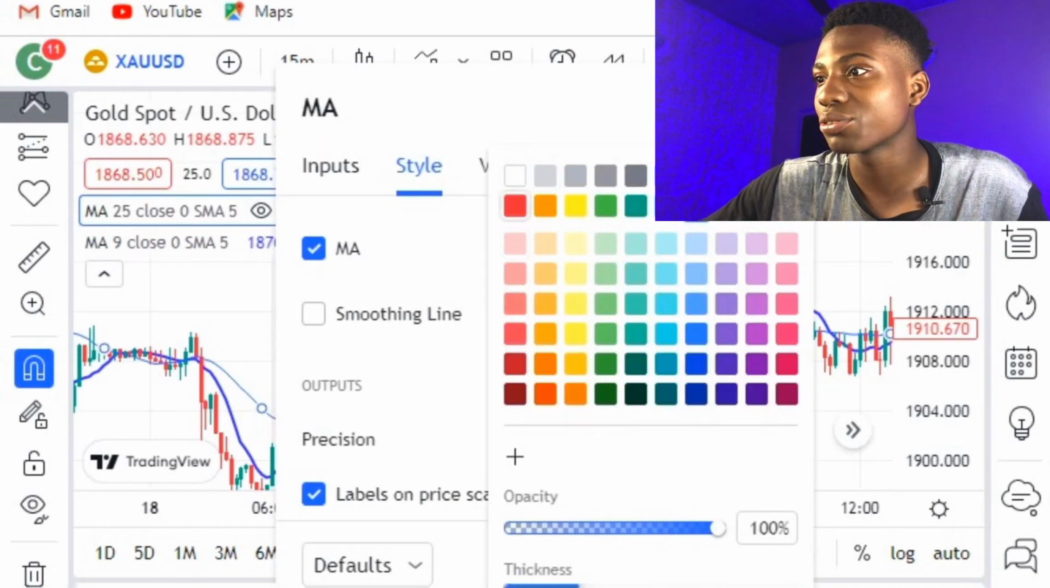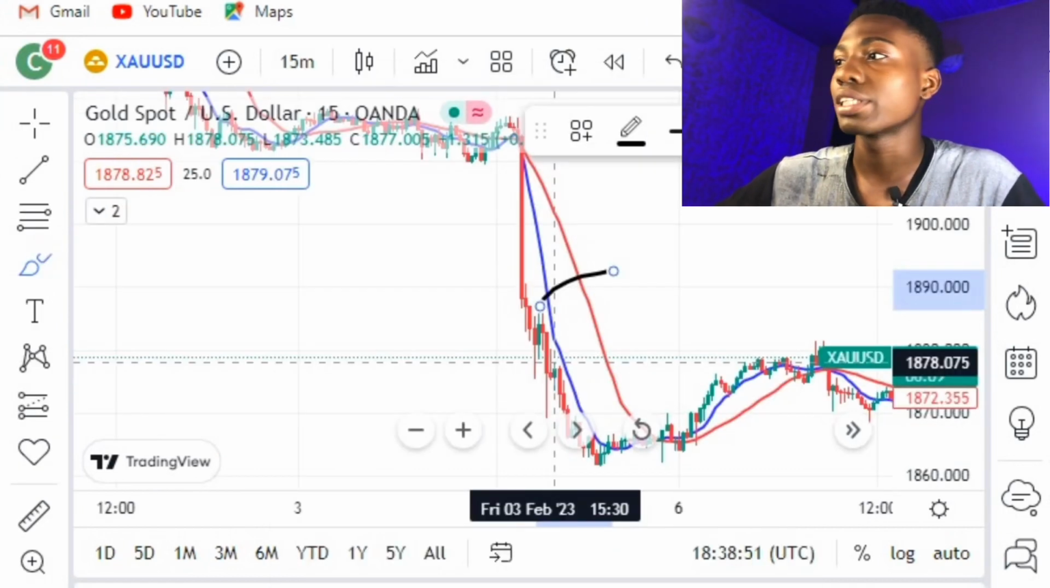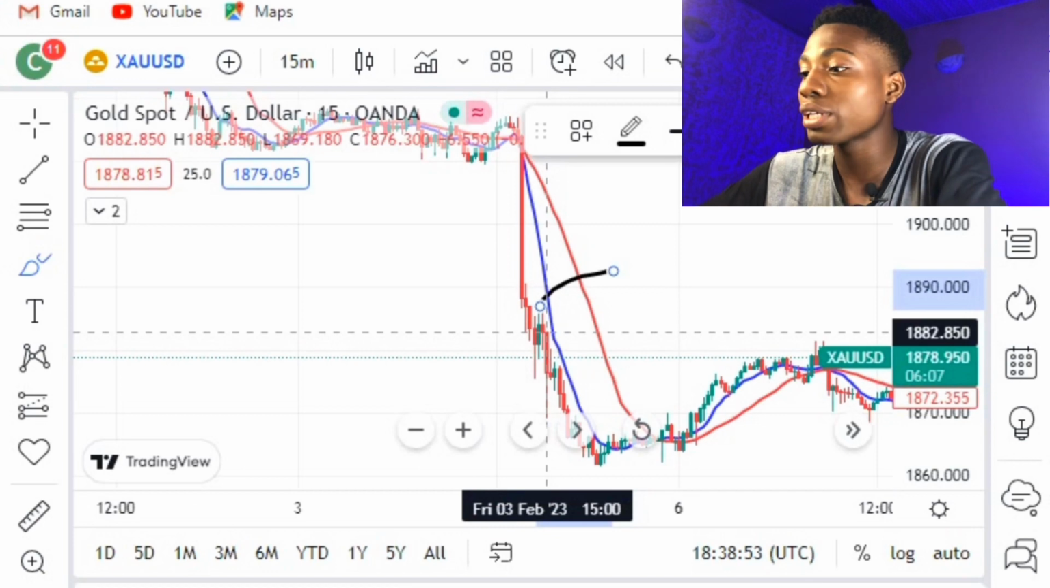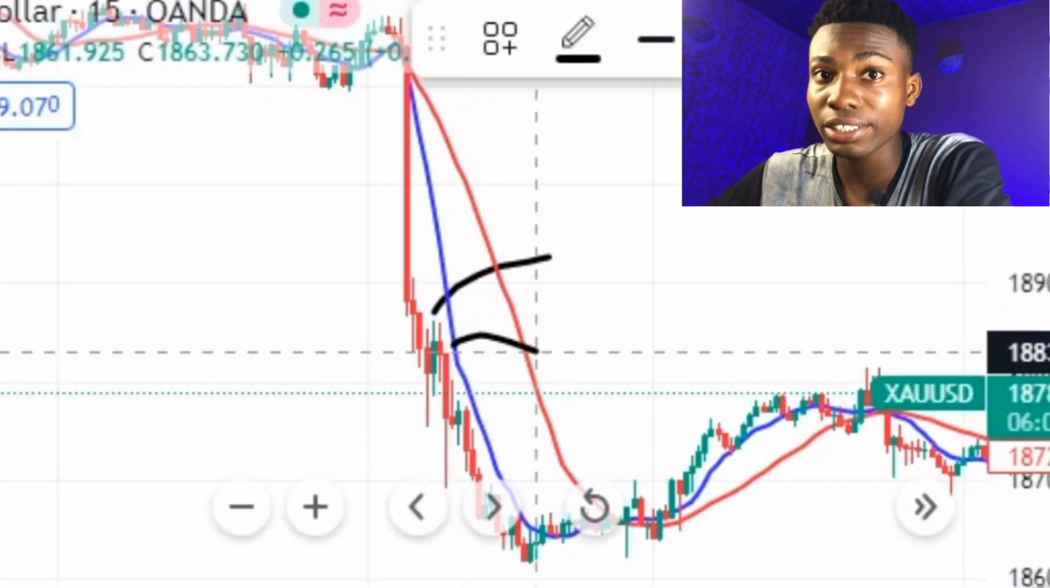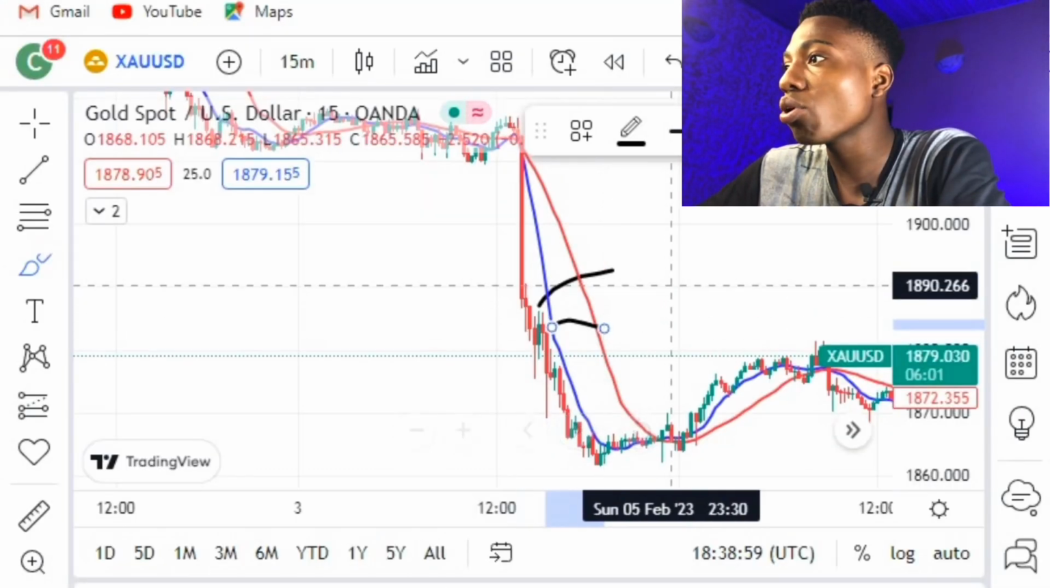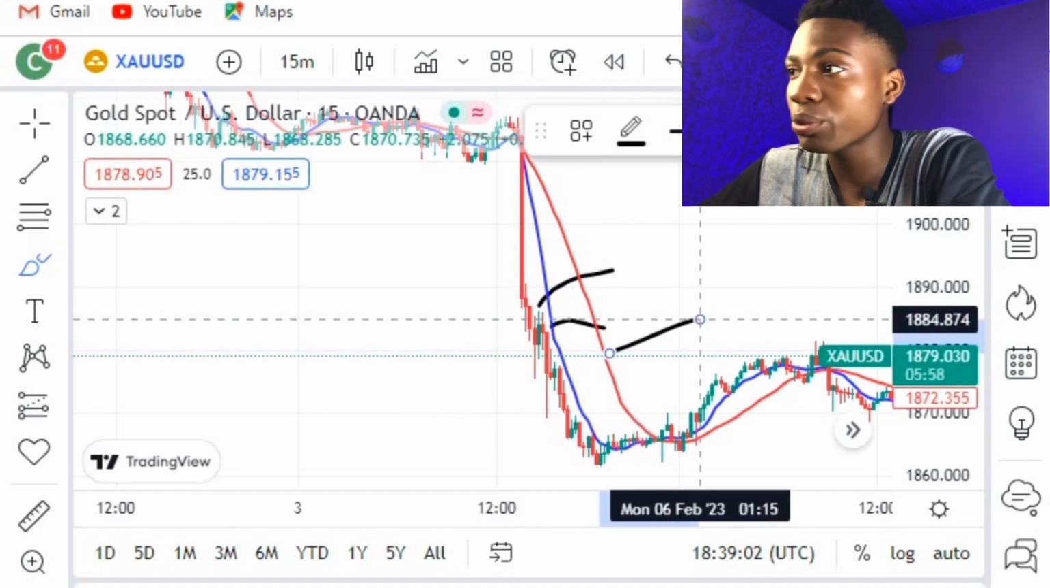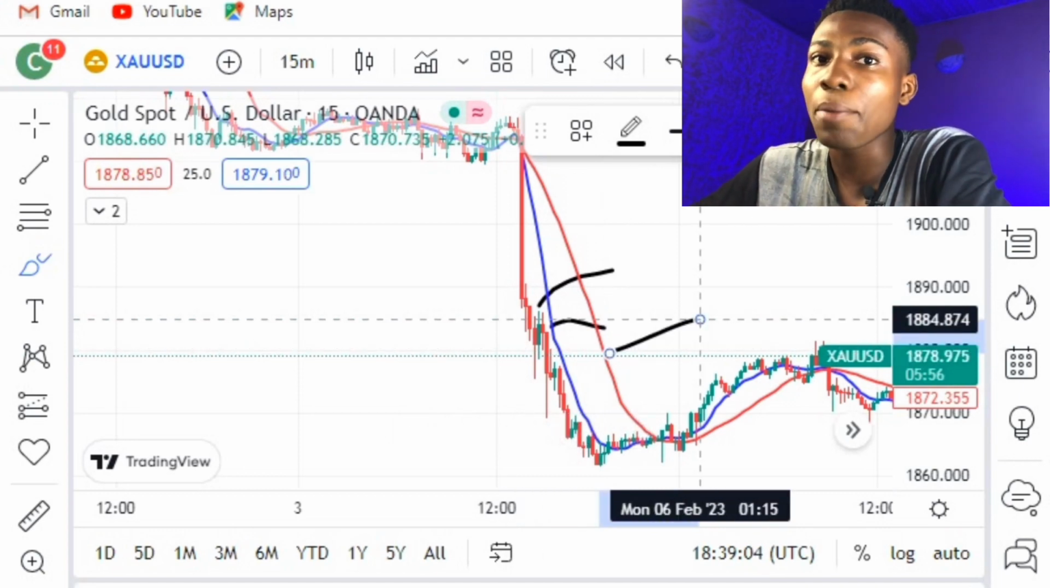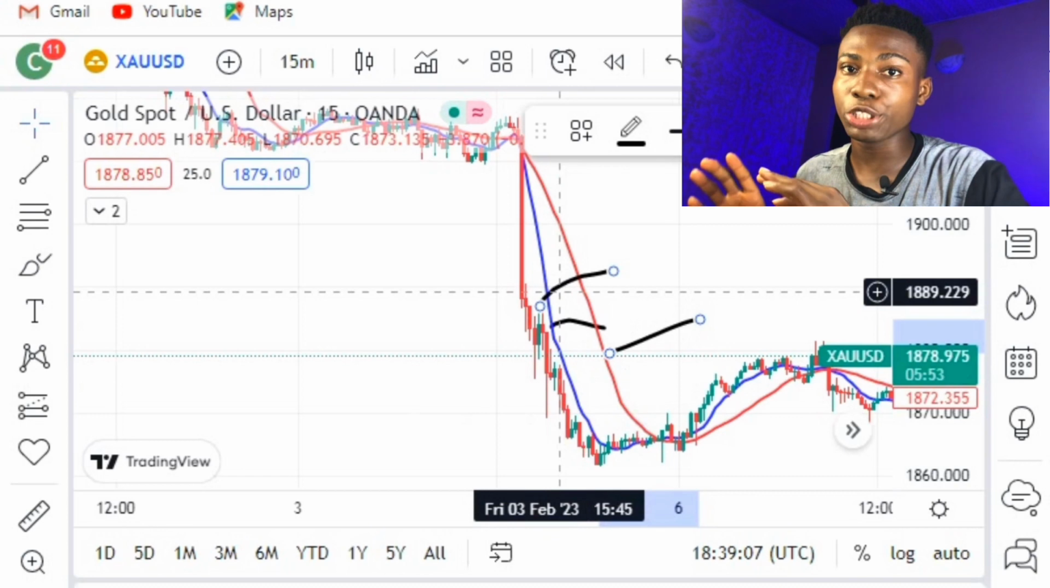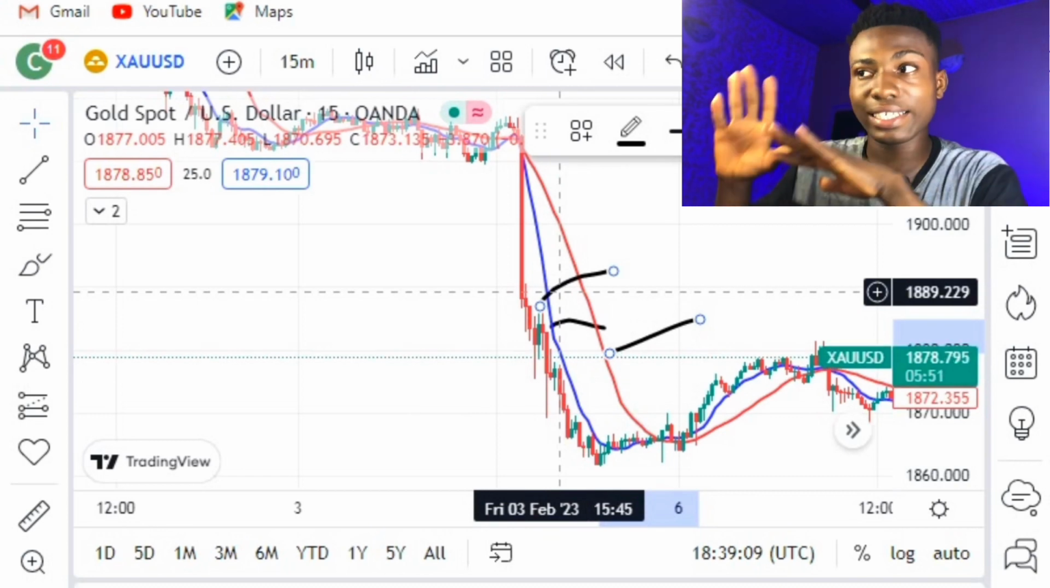We're going to change this one to be red. We're going to increase the thickness. Now, let me give you guys this trick. The work of the 9 moving average is to show that the market is still intact with the trend. And the work of the 25 moving average, which is the red one as you can see here, is to show us whether price is still in that buy formation, or the market is actually in that sell formation.